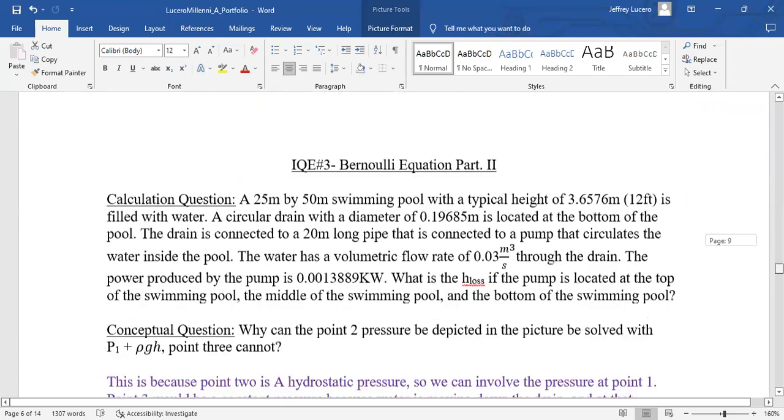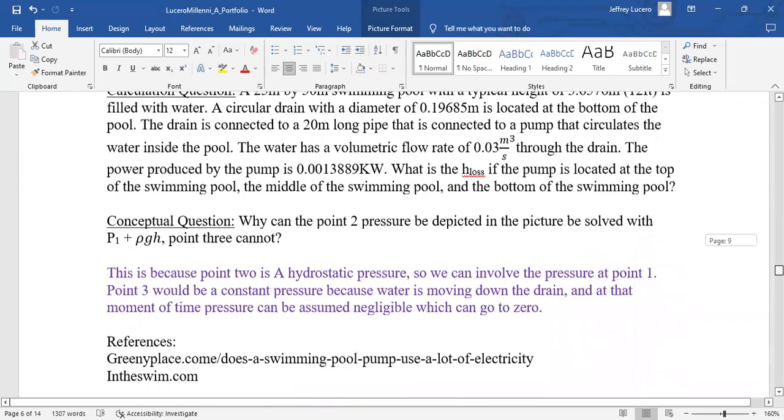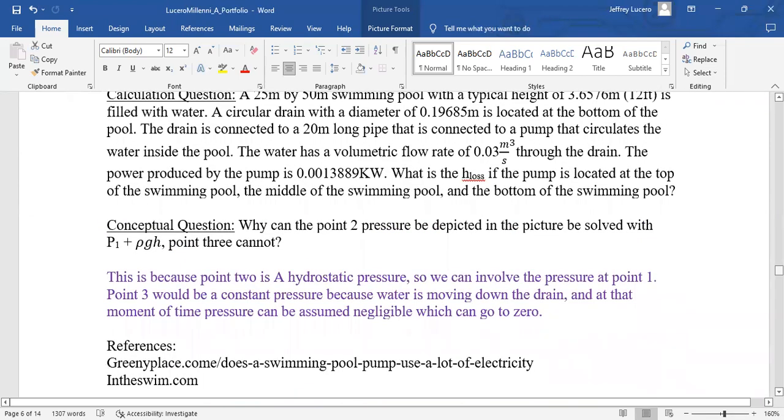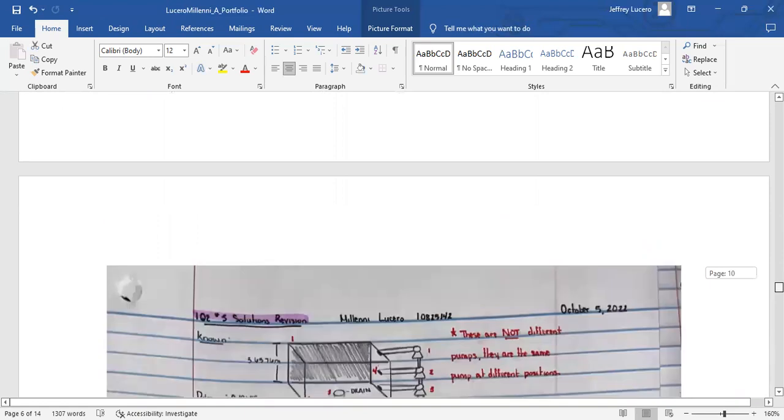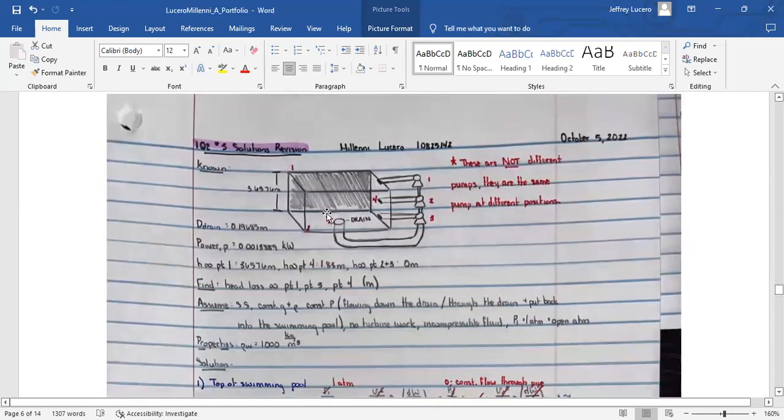For IQE 3, I did a swimming pool problem, and my conceptual question is, why can point 2's pressure, depicted in the picture, be solved with P1 plus rho g h, and point 3 cannot? Just as clarification, this is what I am talking about. Why can the pressure here be P1 plus rho g h, but this pressure cannot be P1 plus rho g h, because they're both on the ground of the swimming pool?